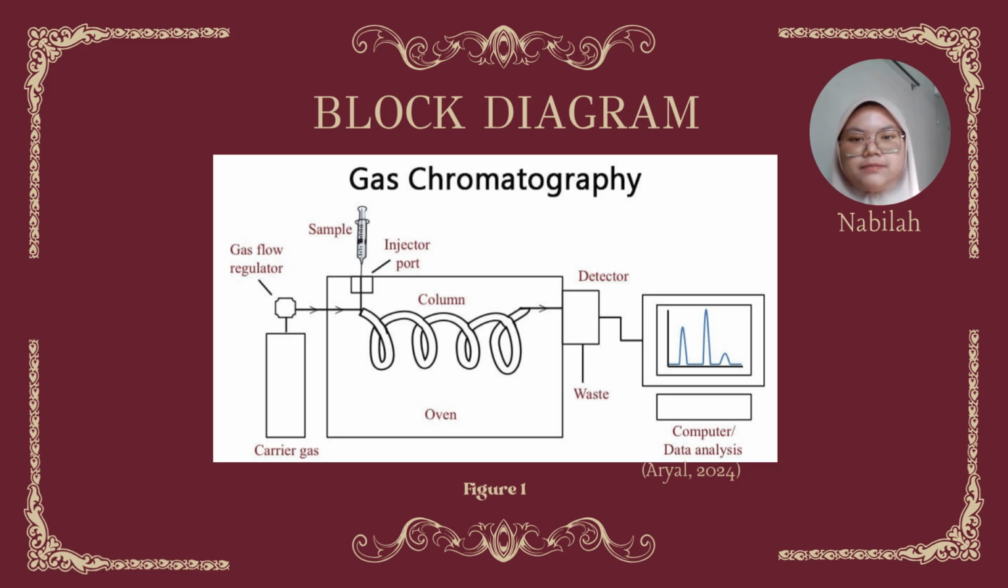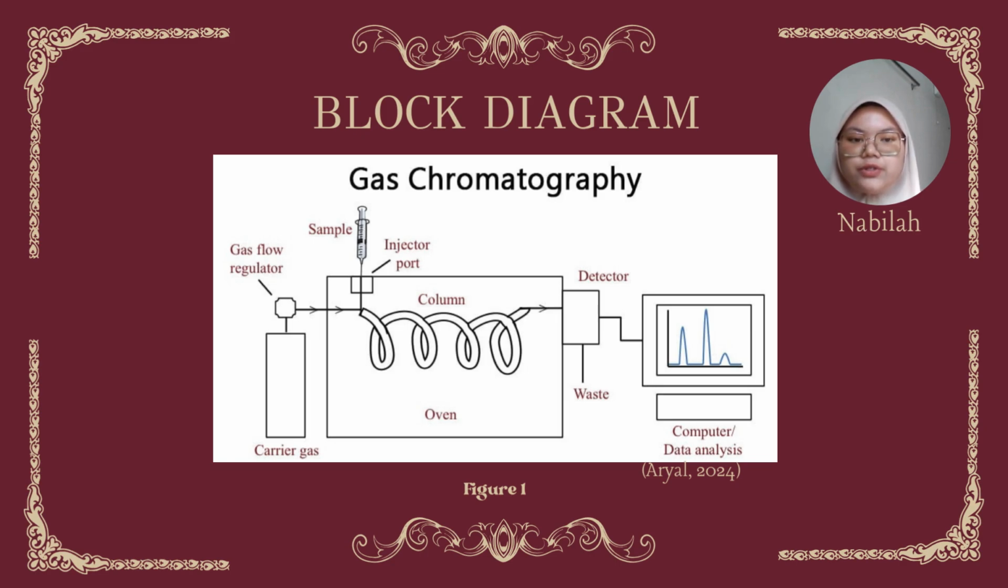Okay, now we will look at each part of the gas chromatography machine. Here we have a carrier gas with the gas flow regulator, and through it, we have the injector port to inject the sample. In the oven, we have the column, and out of the oven, we have the waste and the detector to pass the result or data into the computer.